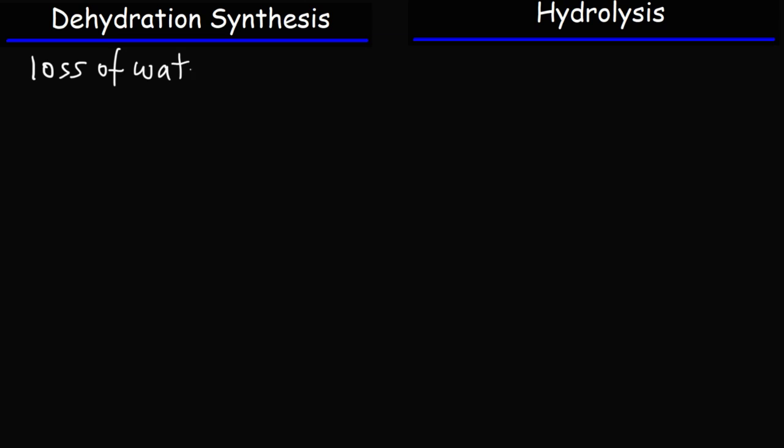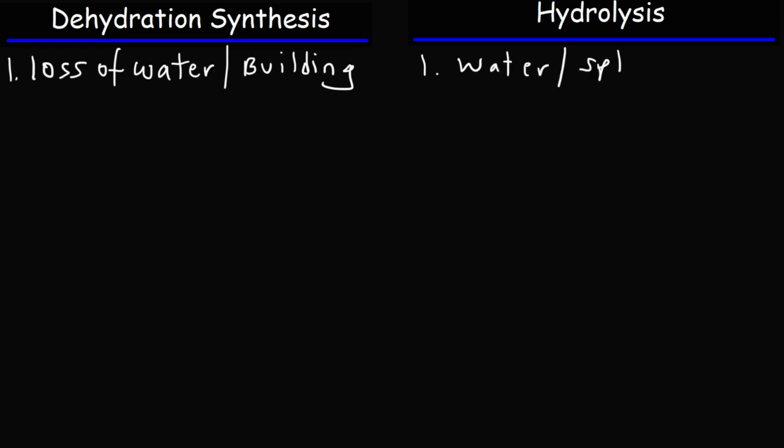Now think of the word synthesis. You're synthesizing something or you're building something. So those are two characteristics of a dehydration synthesis reaction. Now if we think of the word hydrolysis, hydro means water, lysis means to split apart. So in this reaction, we are using water to split apart something.